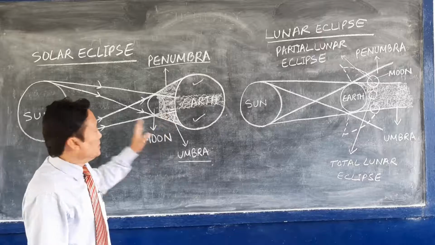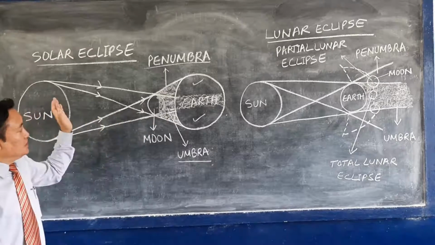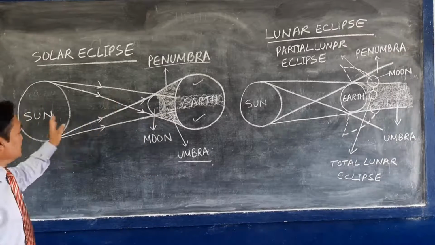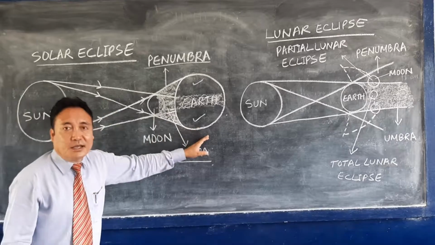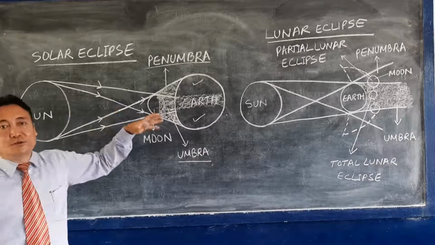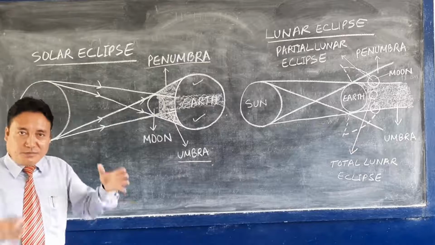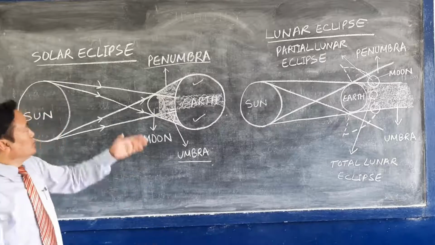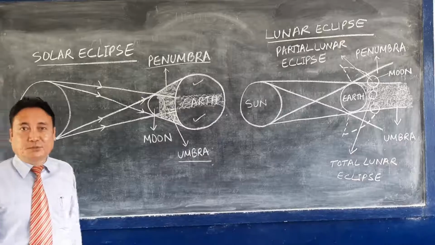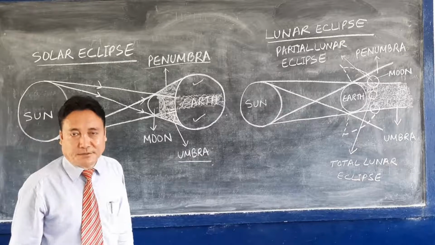Whereas in the other regions, people will observe a partial solar eclipse. So this way solar eclipses are formed, when the moon comes between the sun and the earth, and the sun, moon and the earth are on the same straight line. In that case you will observe the solar eclipse.